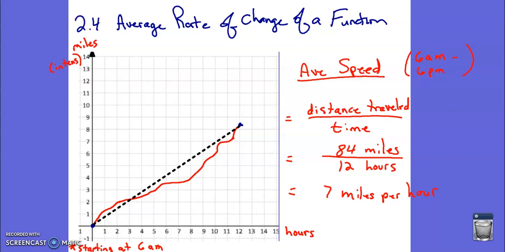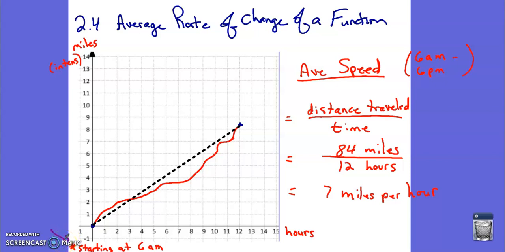This is 2.4, the average rate of change of a function. This concept may look a little familiar, but keep in mind that it leads to a bigger concept as we go throughout the year. So for the average rate of change, here's a graph that starts at 6 a.m., as it says down at the bottom.